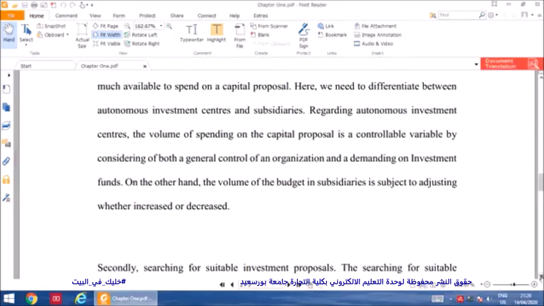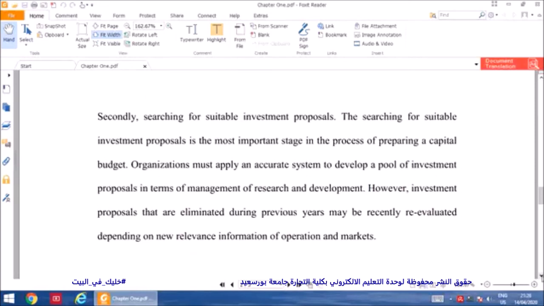Secondly, searching for suitable investment proposals. This is the most important stage in the process of preparing a capital budget. Organizations must apply an accurate system to develop a pool of investment proposals in terms of research and development management, the research and development department.